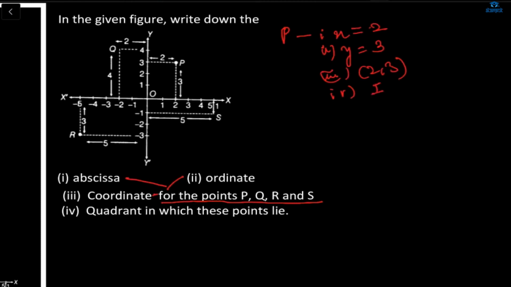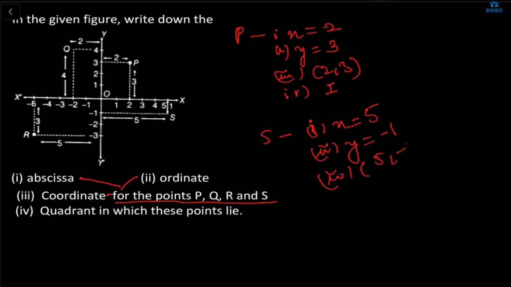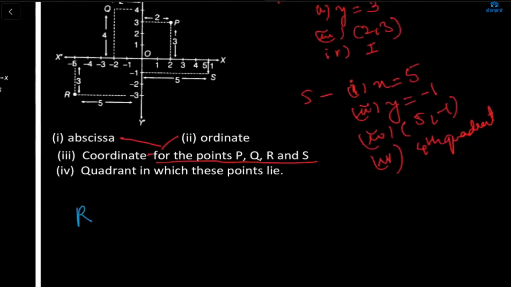Similarly, I will be asking everybody. Done, everybody? Yes, ma'am. Okay, so Safia, you're going to tell for the S point. What is the value of x, that is, the abscissa? 5. Yes. And what is the value of the ordinate? -1. Very good. Now, what is the coordinate pair? 5, -1. And then what is your quadrant? 4. Very good.